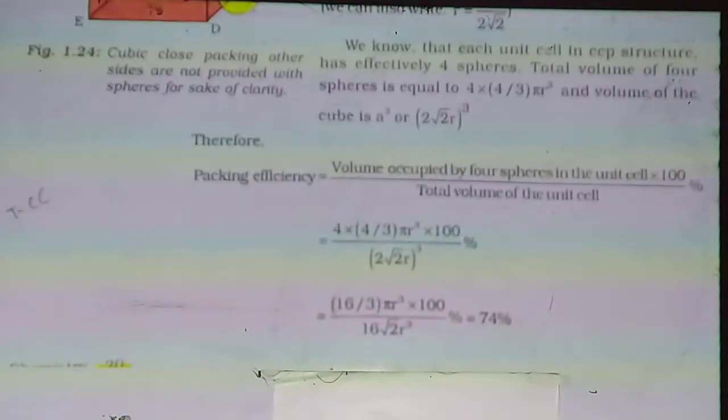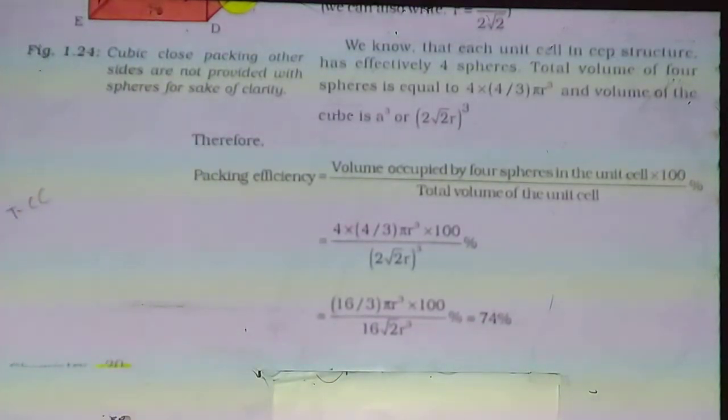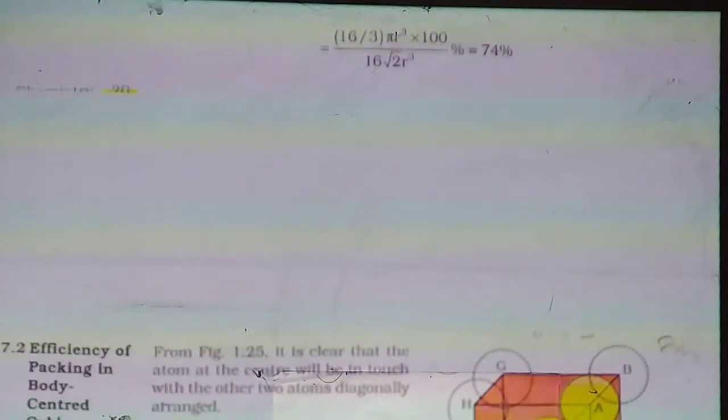So packing efficiency is volume occupied by 4 spheres in the unit cell into 100 upon total volume of the unit cell. So it will be 16 pi r cube by 3 into 100, upon 16 root 2 r cube. When we simplify, the answer will be 74%. So we can say 74% of the cube is covered by spheres and 26% remains vacant.